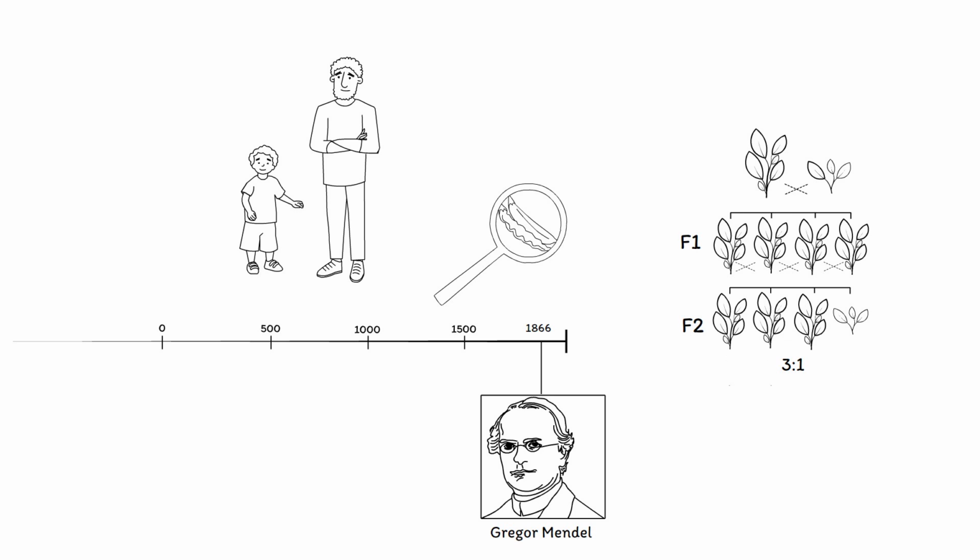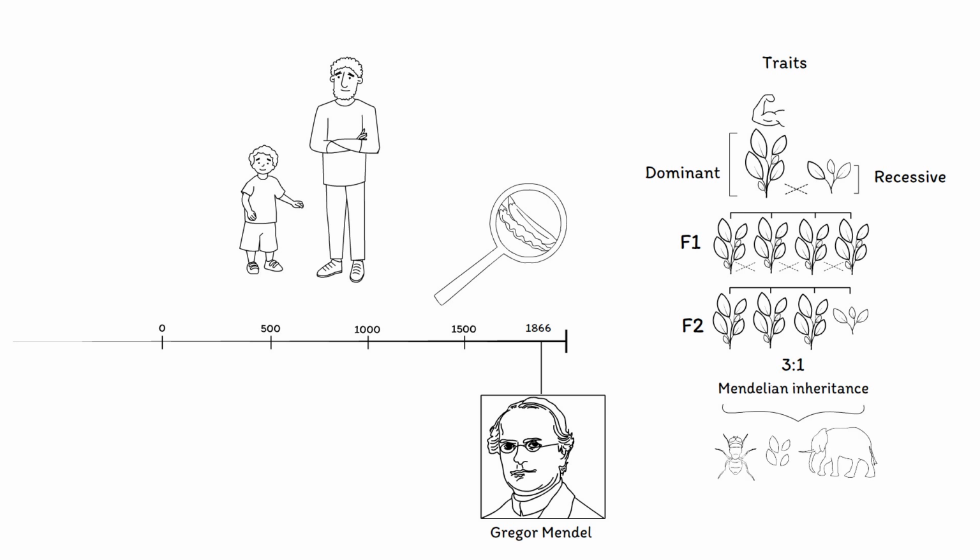He came to the understanding that certain characteristics, or traits, of the plant dominated others. They are called dominant traits, and they mask other traits, the so-called recessive traits. When a certain trait follows the inheritance patterns of Mendel, we talk about Mendelian inheritance. Mendelian inheritance can be seen in all sexually reproducing organisms.